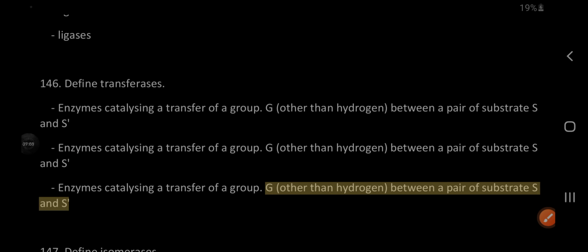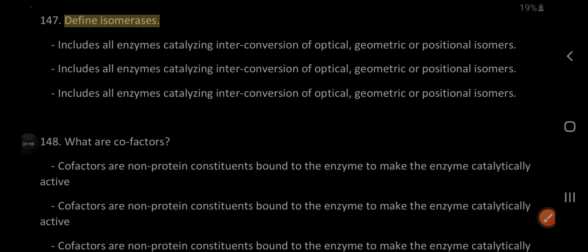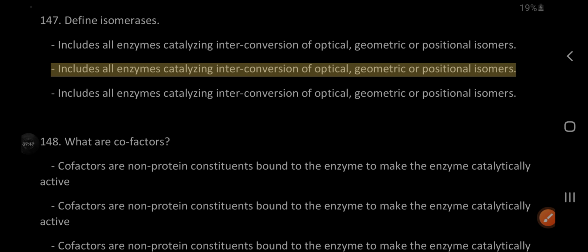147. Define isomerases. Includes all enzymes catalyzing interconversion of optical, geometric or positional isomers.